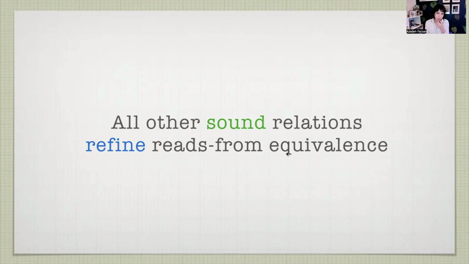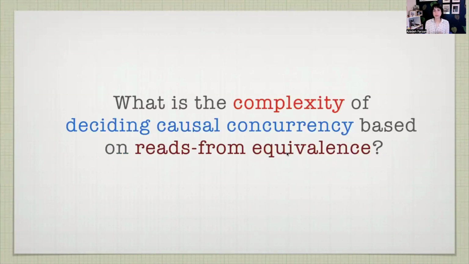Okay, so if this is the coarsest relation, it gives us the most power in prediction. Let's look at the complexity of deciding causal concurrency based on this. If all is well, we don't even need anything else. This is the best relation we can get. If we have an algorithm that works well in the time and space that we like it to work in, then we're done. There is nothing further to discuss.